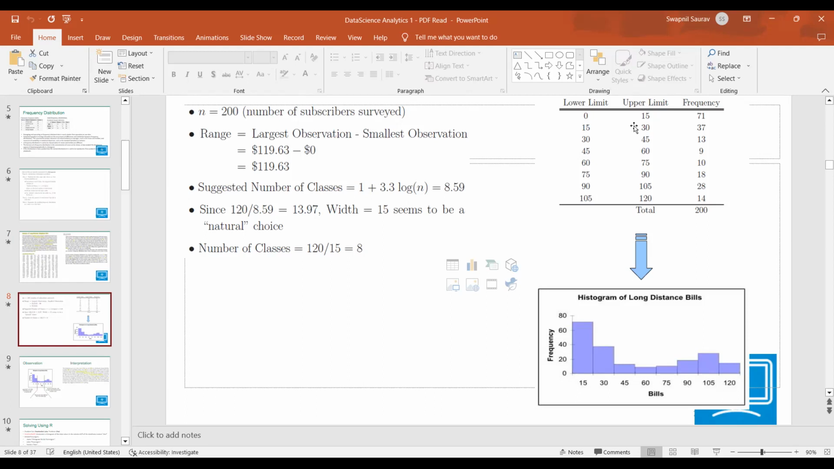0 to 15 has 71, 15 to 30 has 37. And then 30 to 40. And now, this frequency is your Y value. The height of the bar is dictated by this frequency. And on your x-axis, you have the interval of data, right? 0 to 15, 15 to 30, and so on. So these are discrete values. That's why you get a bar.